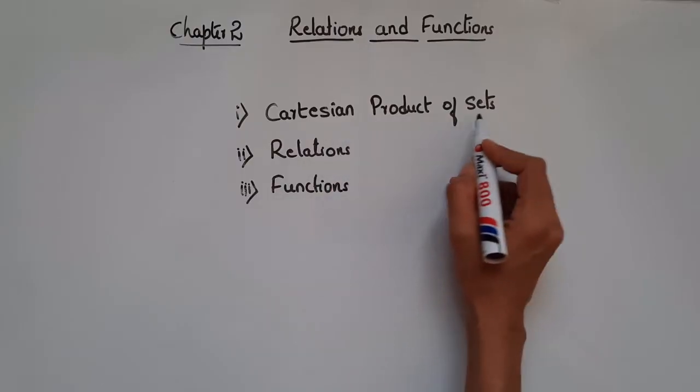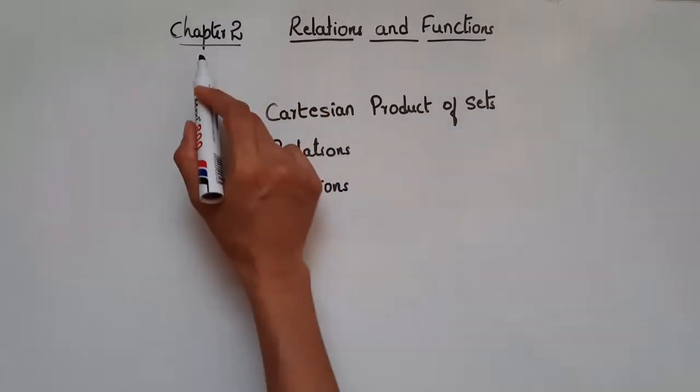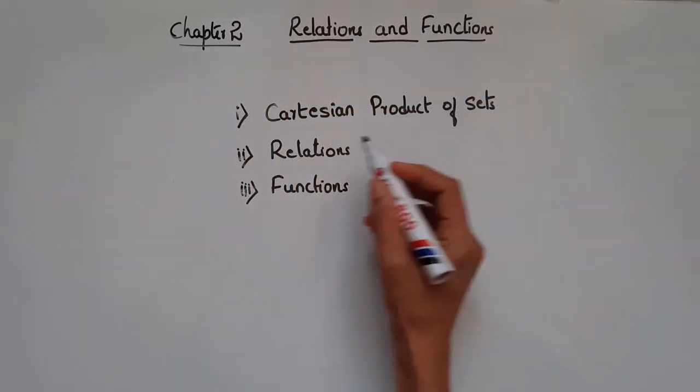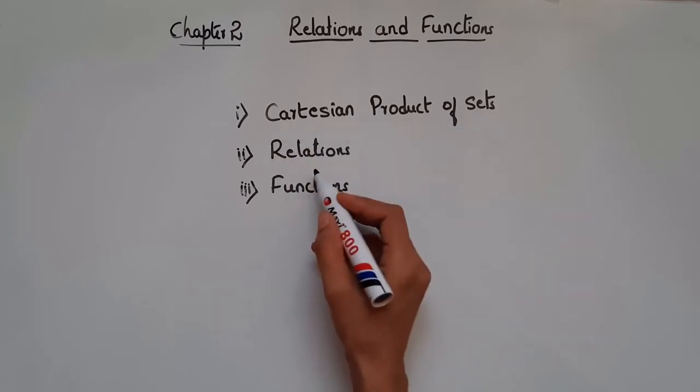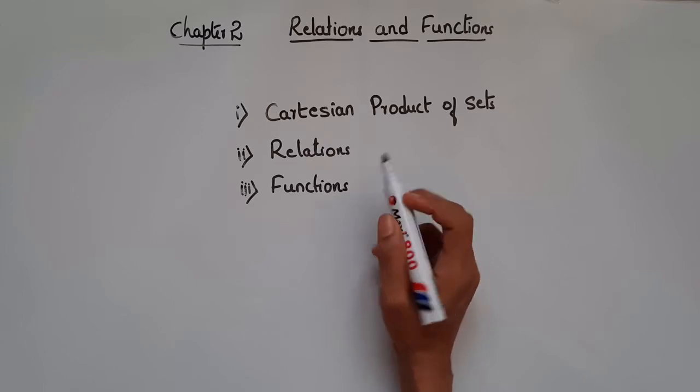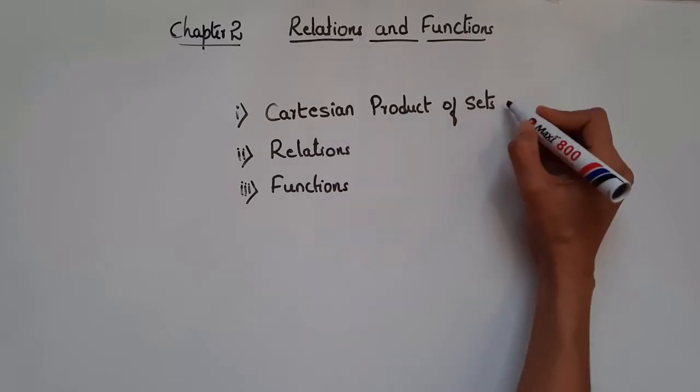Before going to Cartesian product of sets, let me quickly introduce you guys to chapter 2, that is relations and functions. The topics which come under this chapter are Cartesian product of sets, relations and functions. We will see all these topics one by one in my upcoming videos. So in this video, we will see Cartesian product of sets.